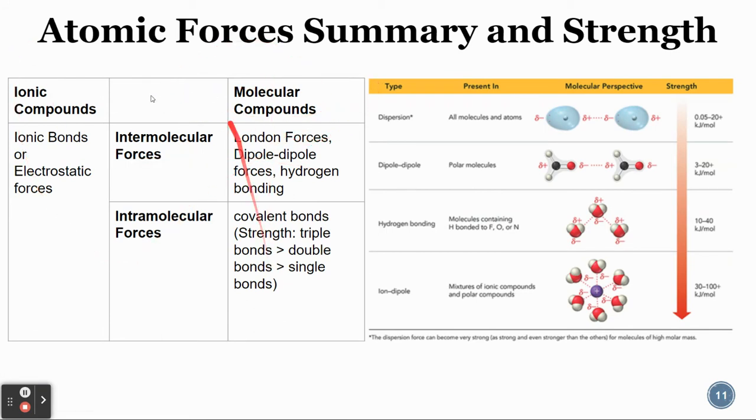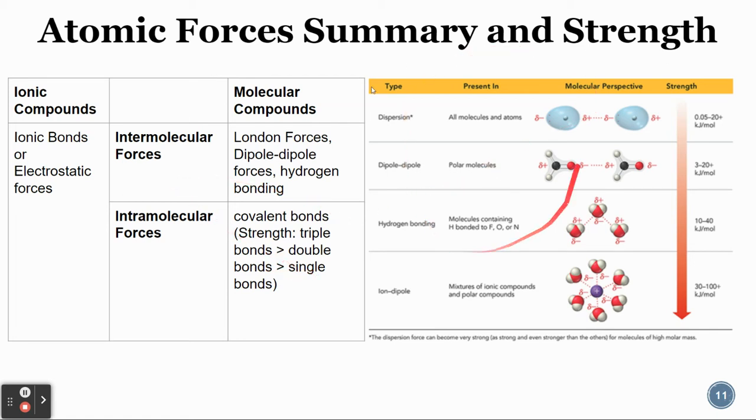So if you have a molecular compound, you can have intermolecular forces. Those intermolecular forces can be London dispersion forces, dipole-dipole forces, or hydrogen bond forces. And the intramolecular forces for molecular compounds are covalent forces, covalent bonds. They can be single bonds, double bonds, or triple bonds.